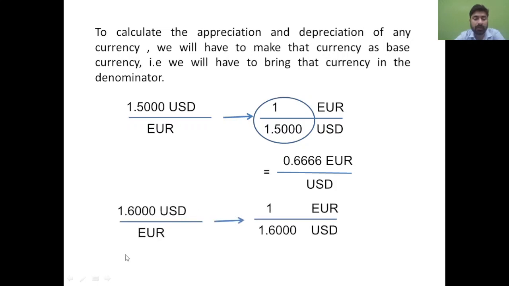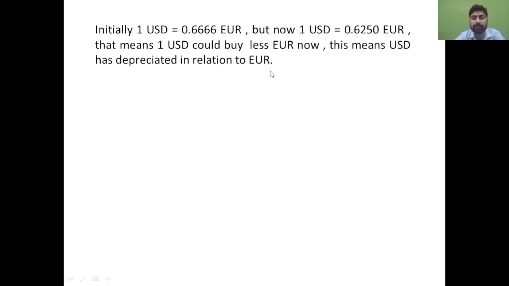If you inverse this, the value will come out to be 0.6250. So now you have changed the price currency into the base currency. Now you have to compare these two things to calculate the depreciation. The summary of this calculation is: initially 1 USD could buy this much euro, but now 1 USD can buy less than this. That means you are on the right path. USD is depreciating. USD could buy fewer euros now. This means USD has depreciated in relation to the euro.